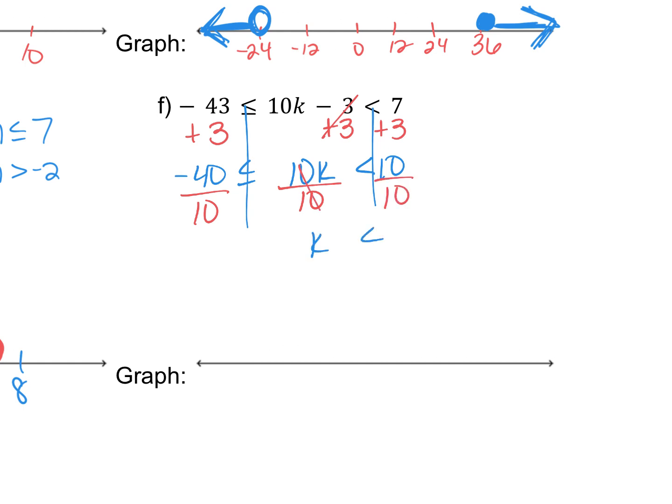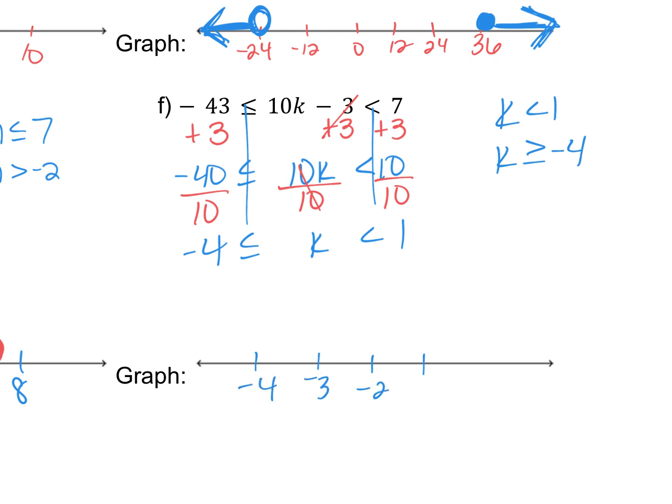Do we flip the sign? And the answer is no. So negative 40 divided by 10 is negative 4, and 10 divided by 10 is 1. So we have k is less than 1, and k is greater than or equal to negative 4.